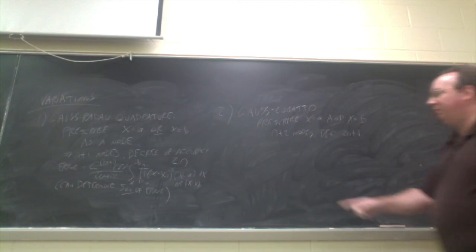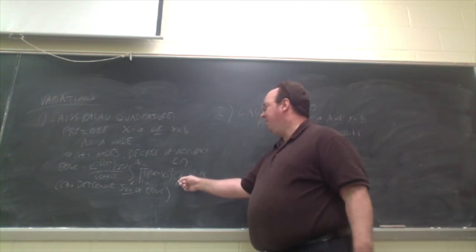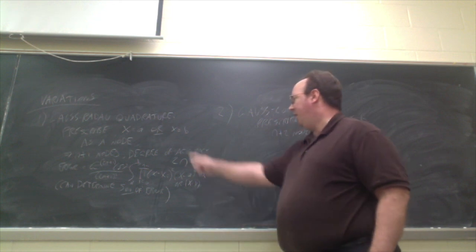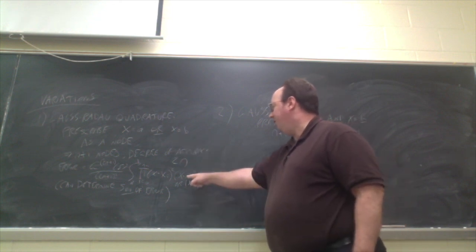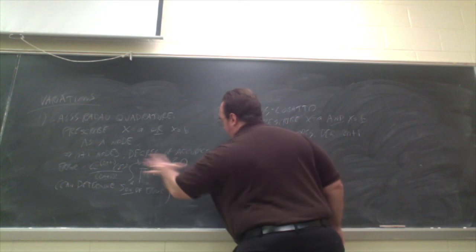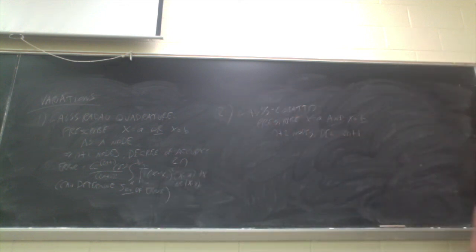And you get a similar error formula to this, but you'll have 2n plus 2 throughout, and you also have x minus a times x minus b. So this part of the error is always going to be negative. Okay.